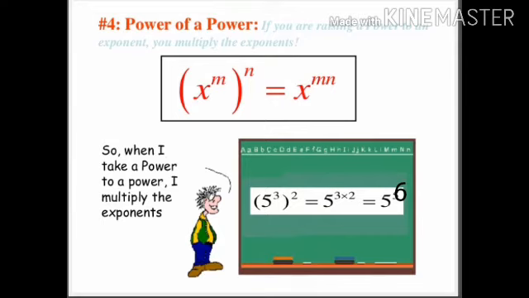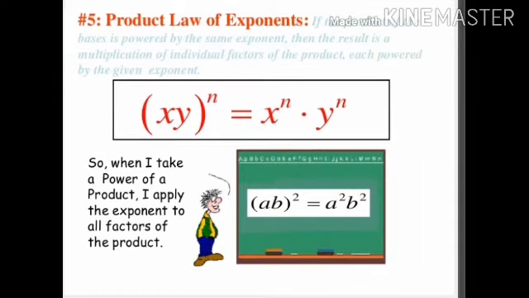Next law, multiplying bases with the same exponents. The power of a product of two or more factors is equal to the product of the same powers of each of the separate factors. That is, x y whole power n is equal to x power n into y power n. For example, ab whole square is equal to a square into b square.